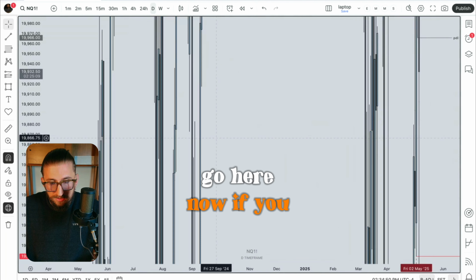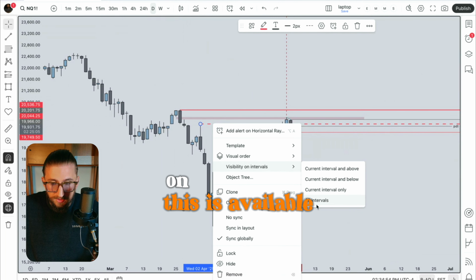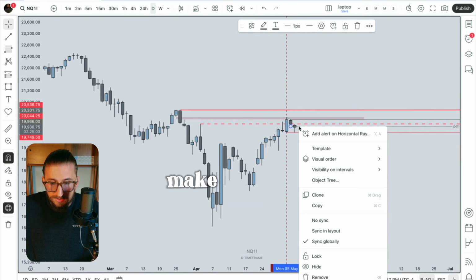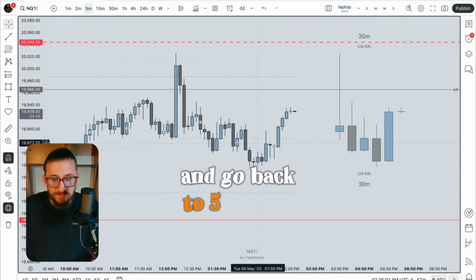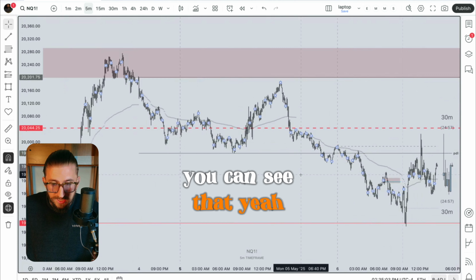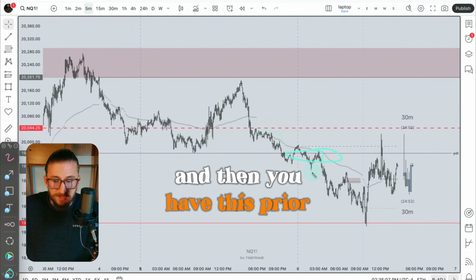Now, if you go here, look at the daily, you can see, make sure that this is available on all intervals. And go back to the 5 minute, boom. You can see that, yeah, this rejected up here very nicely. Then you have this prior day low rejection.